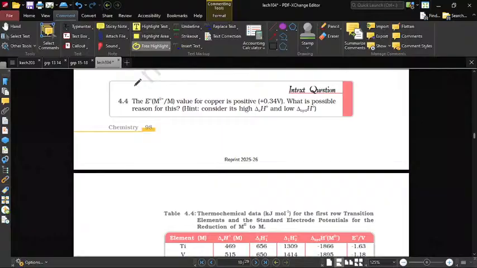The electrode potential value of copper is positive. What is the possible reason for this? Consider high atomization energy and low hydration energy.